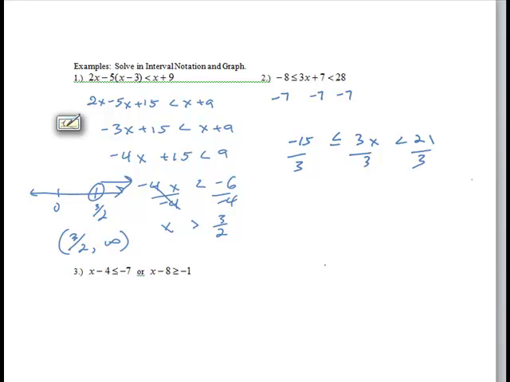Now we're dividing by a positive 3, so it's not going to change the inequality symbols. And at this point we solve the compound inequality. Graph it on a number line. Closed circle at -5, open circle at 7. Interval notation: the solutions from -5 to 7, including -5, but not including 7.